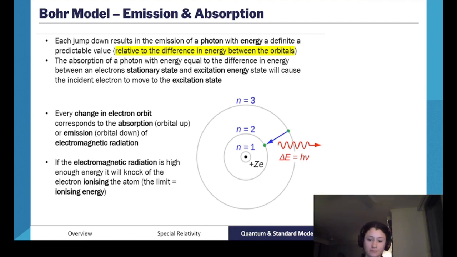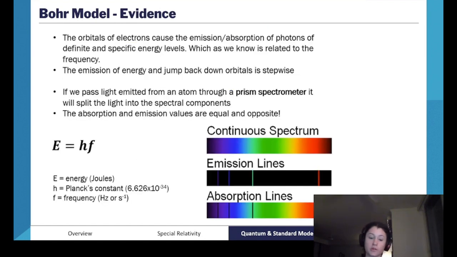All right, so now let's get into the emission and absorption spectra, which is what I was talking about before. As I said, the Bohr model tells us that the orbitals of electrons cause the emission and absorption of photons of definite and specific energy levels. And we know that this is related to the frequency of the light emitted or absorbed.